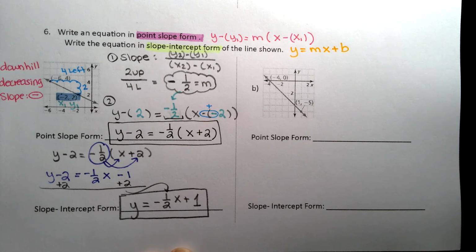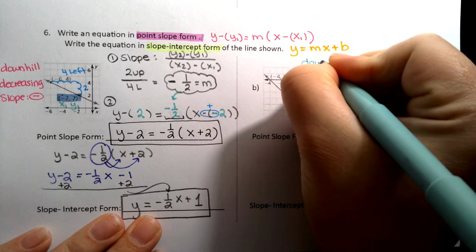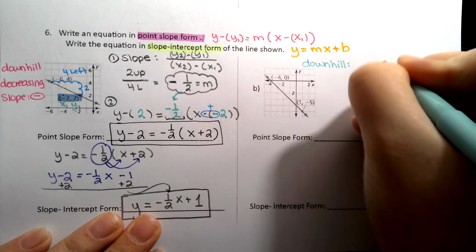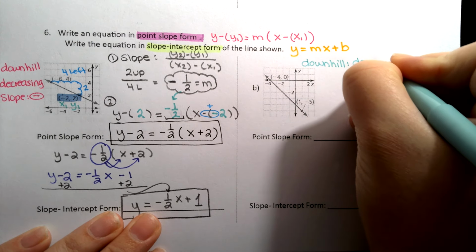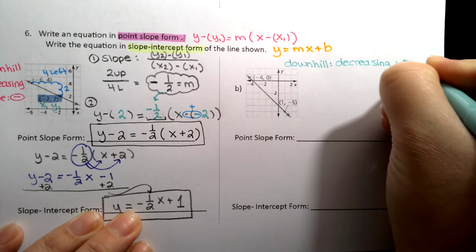And now we do, again, the same thing for b. Let's start with our slope. Is the slope increasing or decreasing? I am going downhill. So that means I have a decreasing slope, which means my slope is going to be negative.